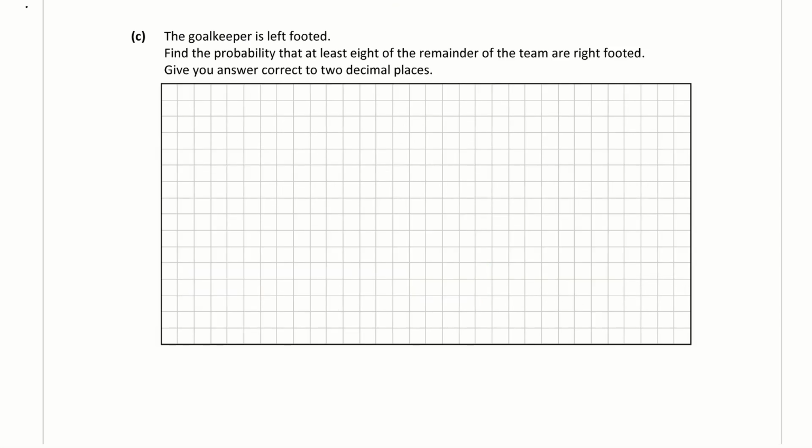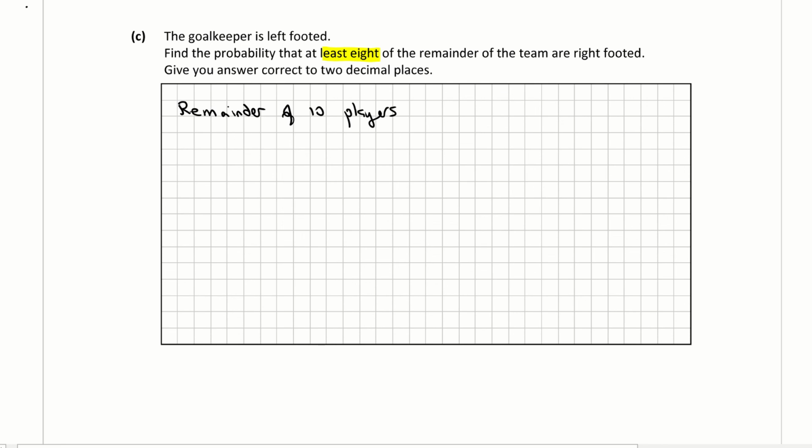And question 1C, the goalkeeper is left-footed. Find the probability that at least 8 of the remaining are right-footed. So what have we here? So don't forget we've 11 on the team, and the goalkeeper is left-footed. So that means we have a remainder of 10 players. So let's just state that. And what's happening with these 10? At least 8 of them are right-footed.